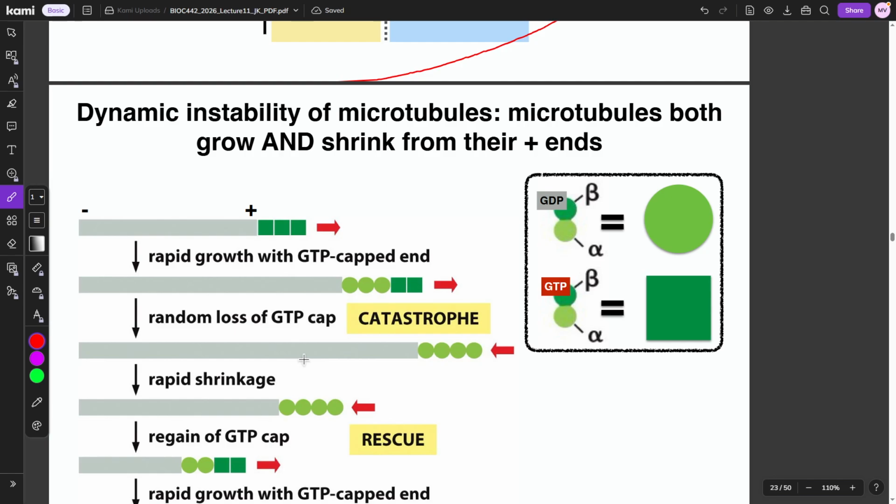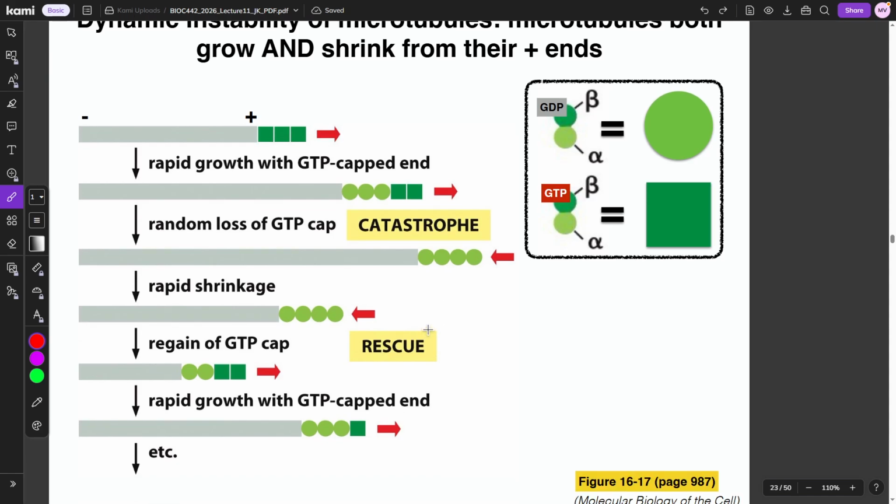Already talked about this. Remember, when GTP is on, it causes polymerization. When the GTP is lost, it causes catastrophe, which is shrinking. And then rescue is the process of gaining that GTP cap again, which causes the polymerization again.